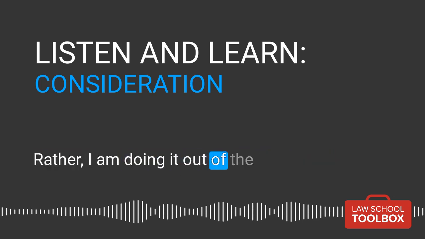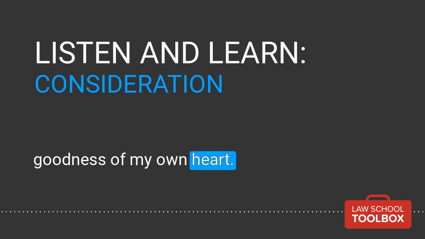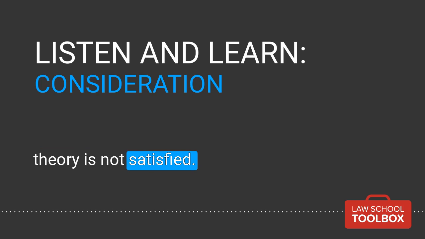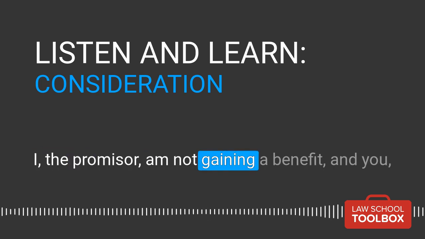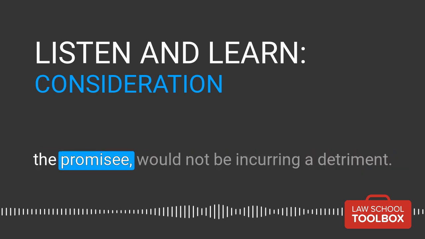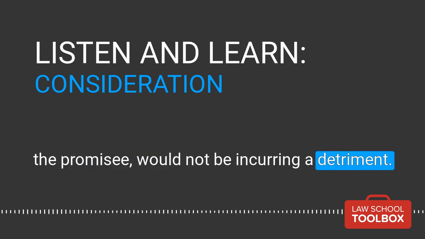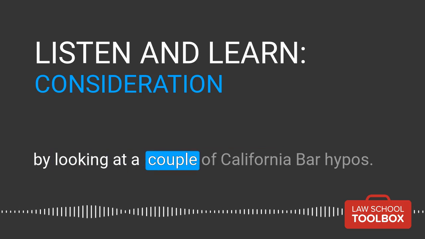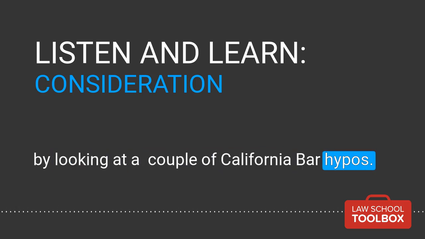Rather, I am doing it out of the goodness of my own heart. Second, the benefit-detriment theory is not satisfied. I, the promisor, am not gaining a benefit, and you, the promisee, would not be incurring a detriment. Let's see how well you understand consideration by looking at a couple California bar hypos.